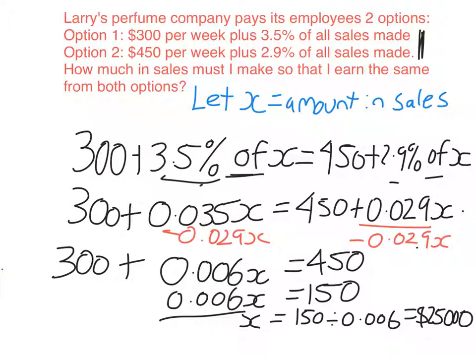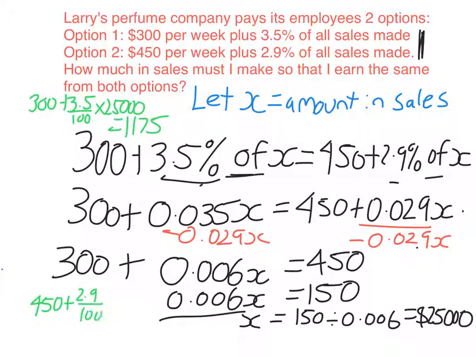Now I can check my answer again. I can always check my answer in maths equations, which is awesome. So all I have to do is put on my calculator 300 plus 3.5%, or 3.5 over 100 times 25,000, because that's what I'm saying is the amount at which I earn the same from either option. If I put that on my calculator, I get 1175. And I'll try putting the other one on my calculator. So if I put 450 plus 2.9% of 25,000, I also get 1175. So I know my answer is correct.